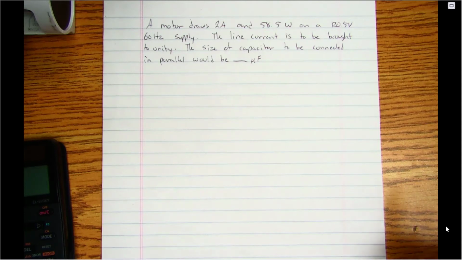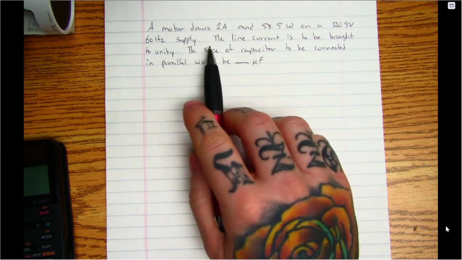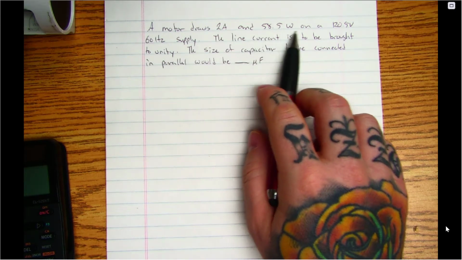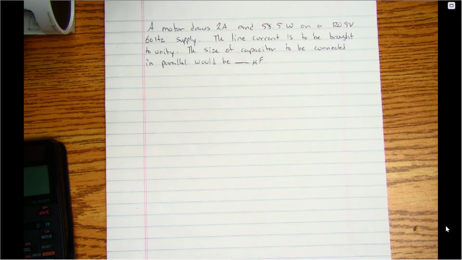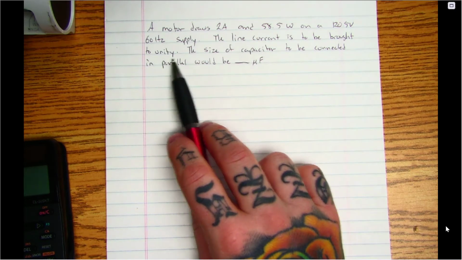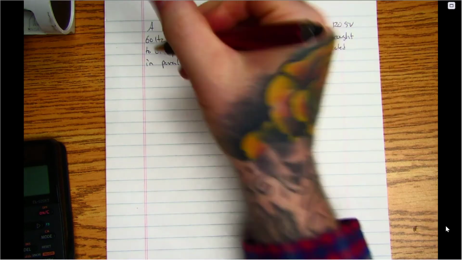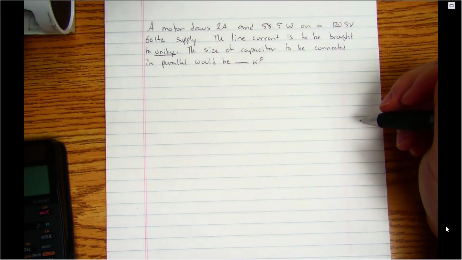There's another style of power factor correction question here. We have a motor drawing 2 amps at 58.5 watts on a 120.5 volt, 60 hertz supply. Line current is to be brought to unity. The size of the capacitor to be connected in parallel would be? Okay, so unity is a unique scenario.